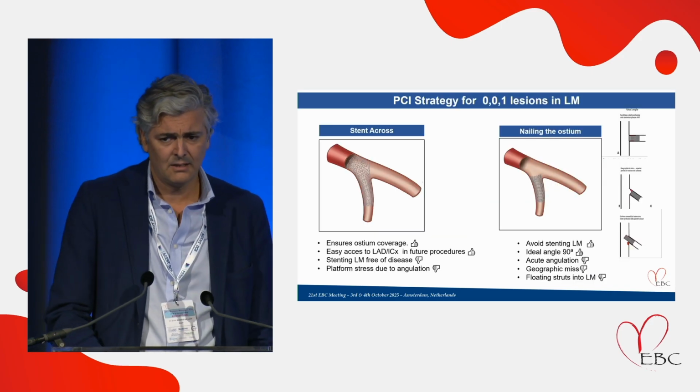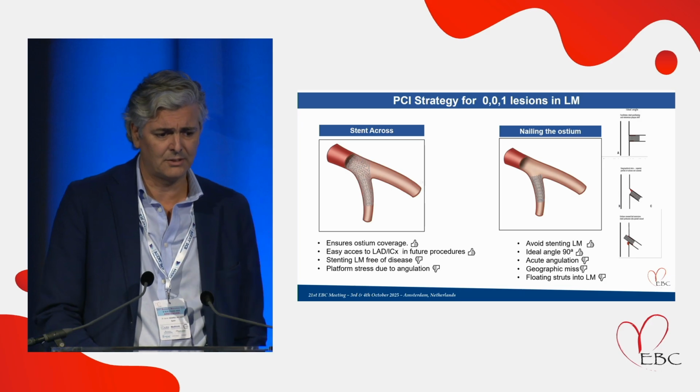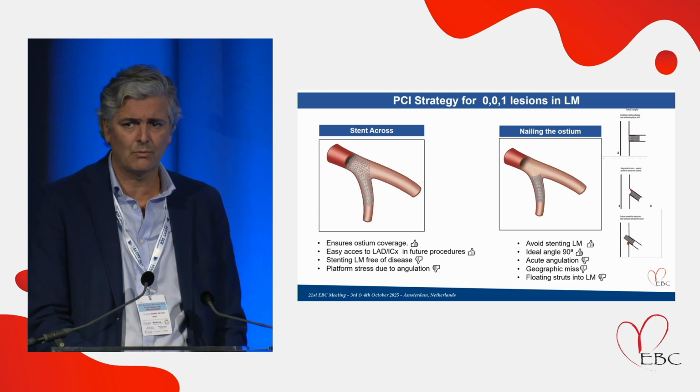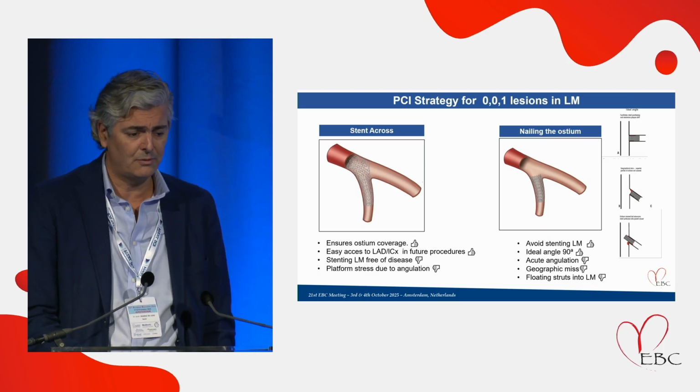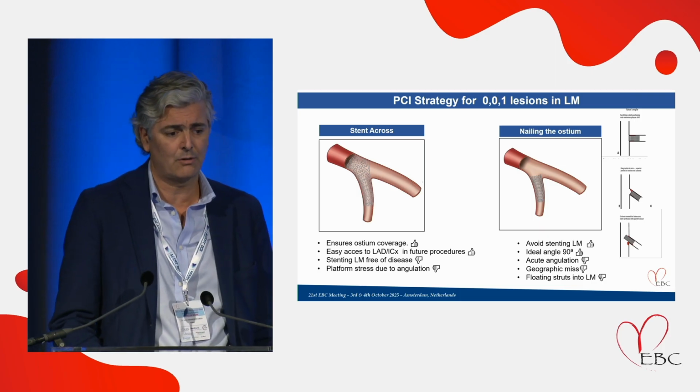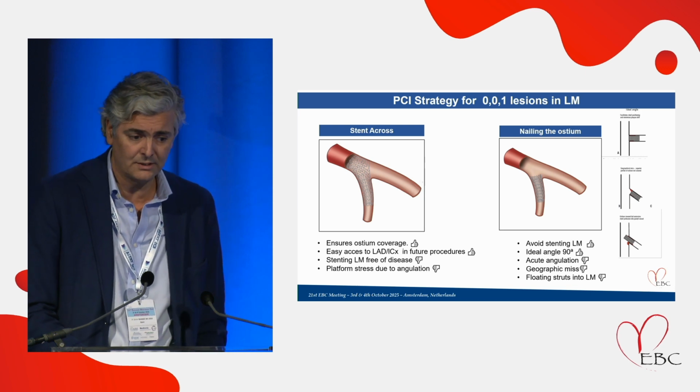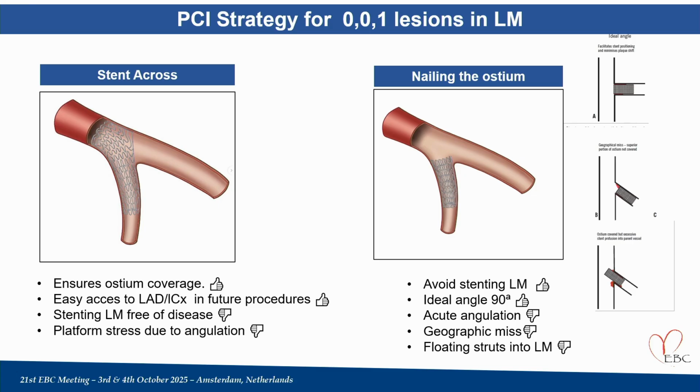But there is a lack of randomized trials or large registries to shed light on what the ideal strategy should be. We have to know the pros and cons. With the stent across, we provide total coverage of the ostium. We can do an aggressive post-dilation as we are protected by the stent. And on the other hand, as a drawback, we are stenting part of the bifurcation that is free of disease.